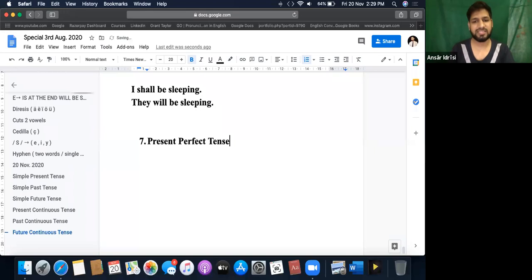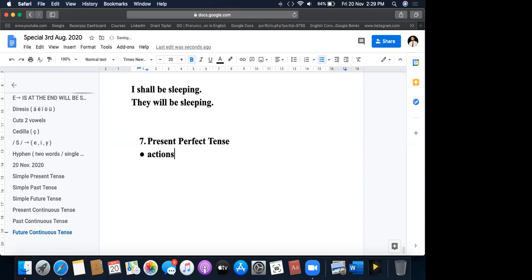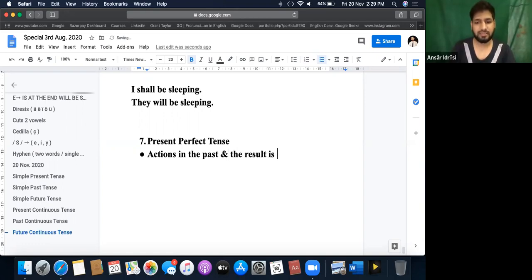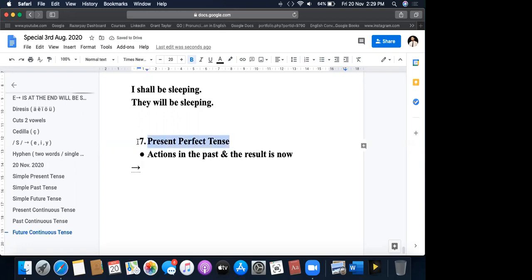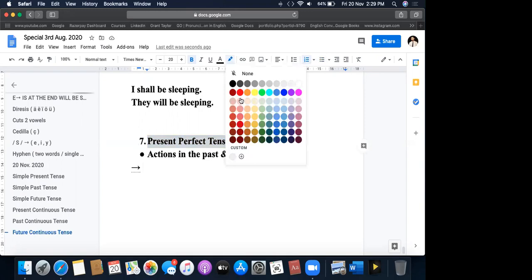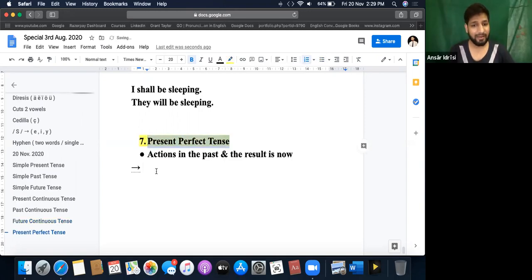Present perfect tense in our class, right? Present perfect tense. Now, when do we use present perfect tense? Actions in the past and the result is now. Action कोई past में हुआ, result अभी मेरे सामने है. मैंने कोई काम किया, result अभी मेरे stomach में है. For example, मैंने अभी क्या किया, खाना खाया, result मेरे stomach में है.